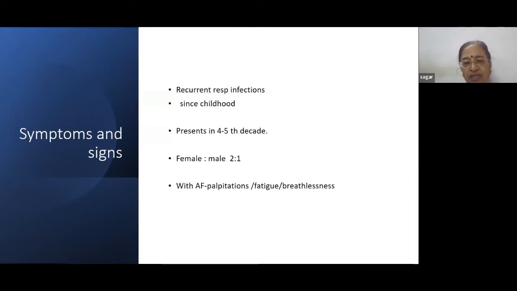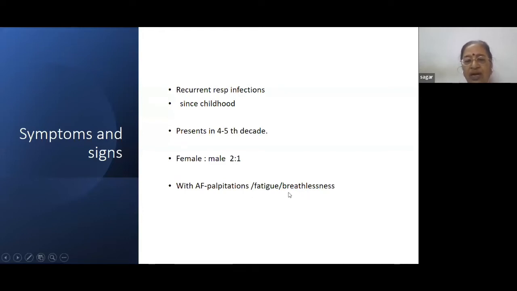And this is the time at the fourth or fifth decade when they start developing atrial fibrillation because there's a very large atrium. Remember, atrial fibrillation is never uniatrial, it's always biatrial because the muscle of the atrium goes around the LA and the RA together. So you get atrial fibrillation because both RA and LA are enlarged. Patient presents with palpitations, fatigue, and breathlessness. This is the time at which they present as an ASD.